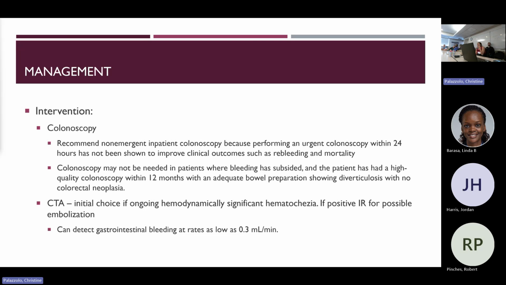And then obviously if a patient is hemodynamically unstable or has very clinically significant hematochezia, get them to a CTA, because that intervention with IR can be a lot faster than when we're doing a colonoscopy. Patients need to be bleeding at about 0.3 milliliters per minute for the CTA to pick up that bleeding. Okay, so that matters too.